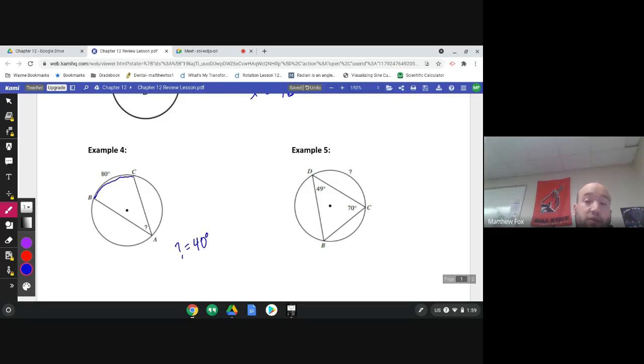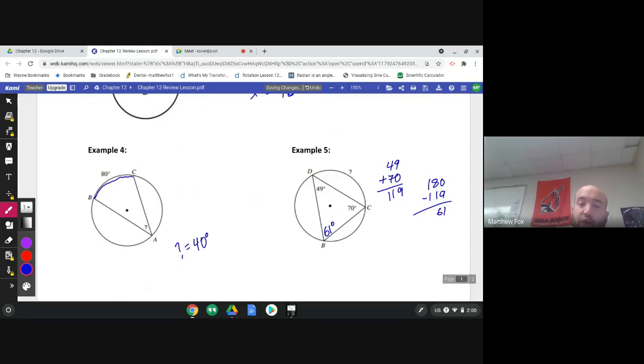Okay, the next one. Once again, we have an inscribed angle. We are trying to find this missing angle. Or if we find this missing angle, we can find what this arc is. So in order to find what this missing angle is, first we need to remember what we know about triangles. Every triangle in the world adds up to 180. So if I take 49 plus 70, we get 119, take 180 minus that 119, that gives us 61. So 61 degrees, you can put right there.